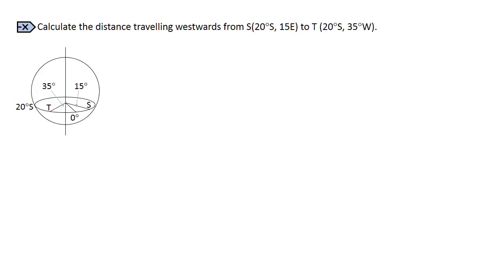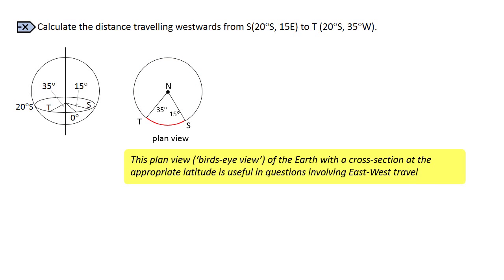Both the locations in this question are on the 20 degrees south line of latitude. One is 15 degrees east and the other 35 degrees west of the prime meridian. A plan view, that is a bird's eye view of the Earth as if you're in a spaceship looking down directly above the North Pole, is very useful in questions involving east-west travel.